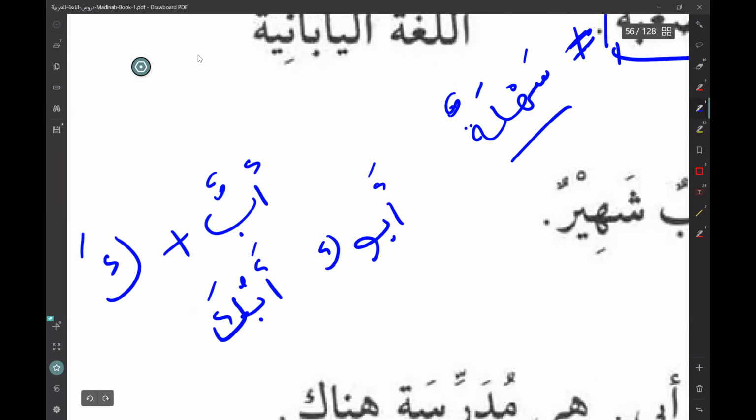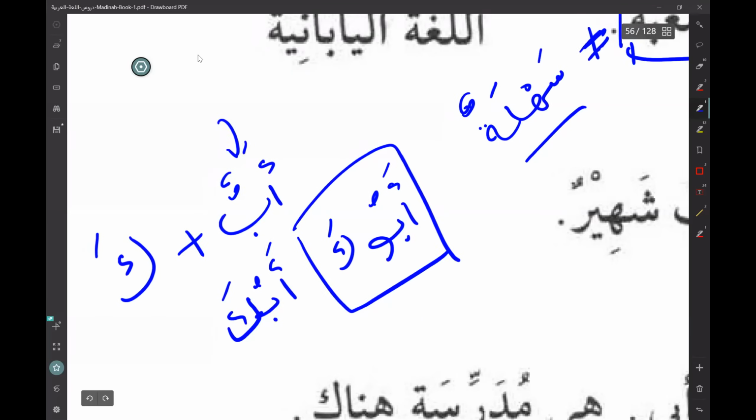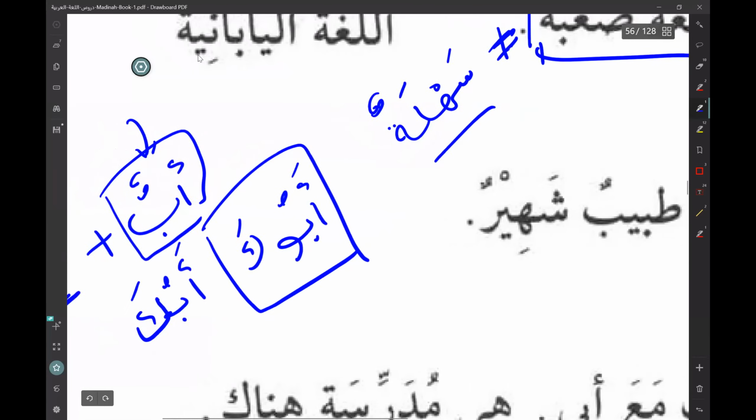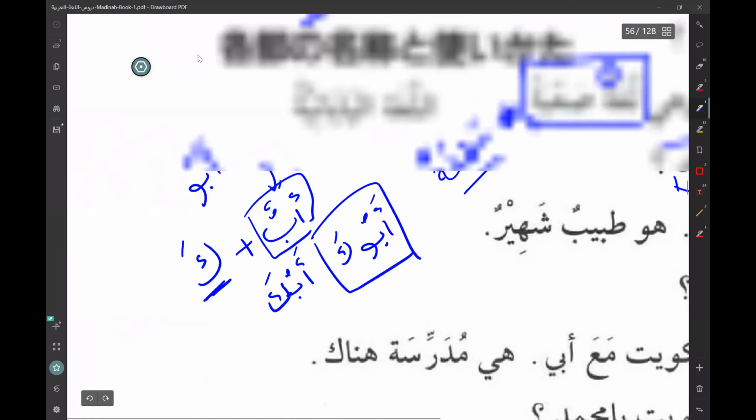What in the world is going on? Isn't the Ab father? This is not Ab. The Ab is Abun without the Waw. So when you add your, it should be Abuka. Okay, yes. So this is a very special word.